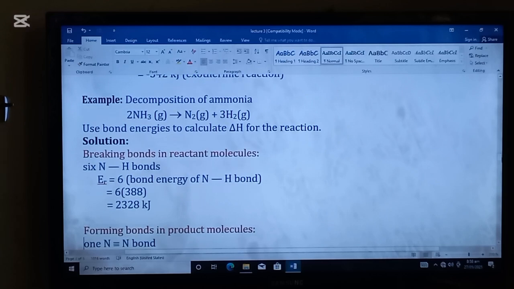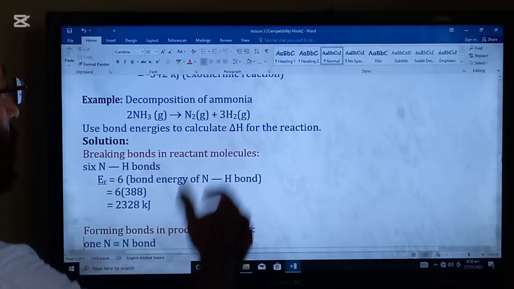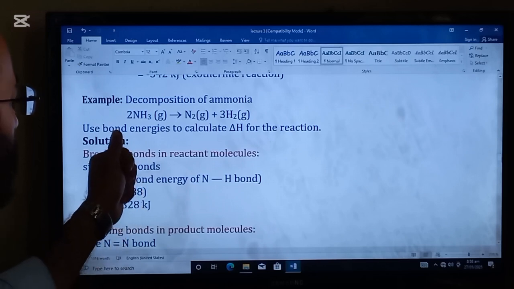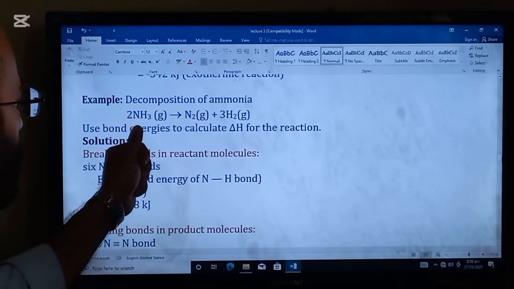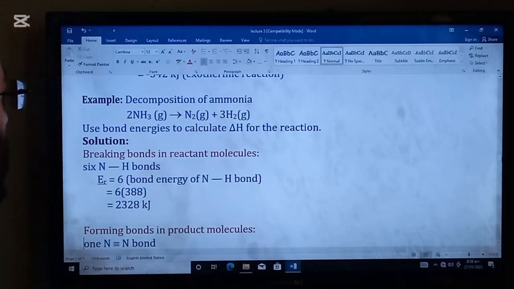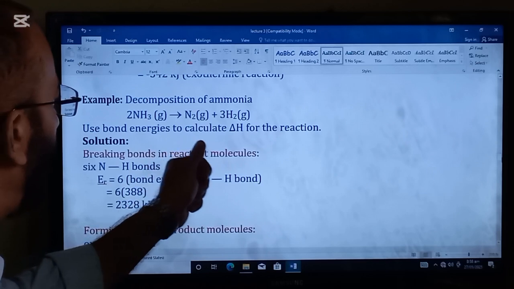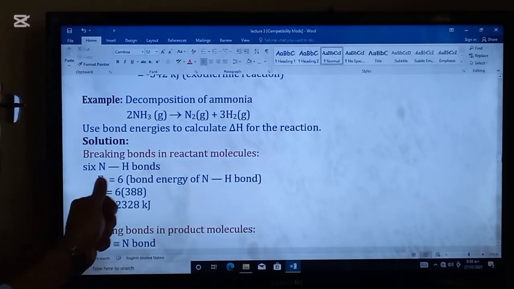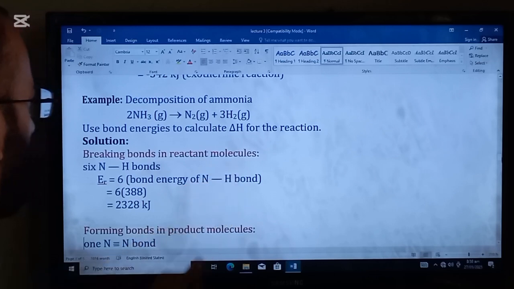Another question is here. Decomposition of ammonia. From the equation we can clearly see 2NH3 forms N2 plus 3H2. Use bond energies to calculate delta H for the reaction. Breaking bonds in the reactant molecule.